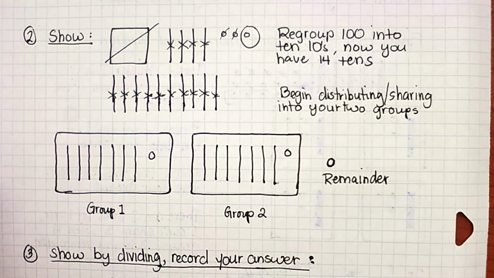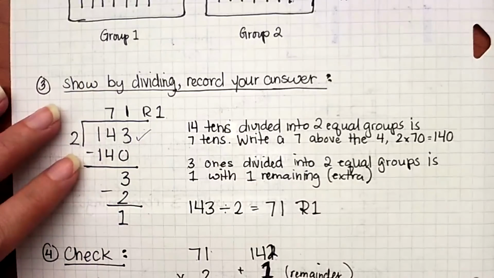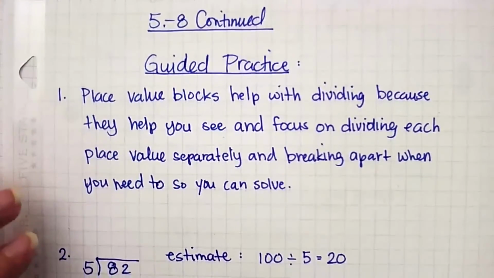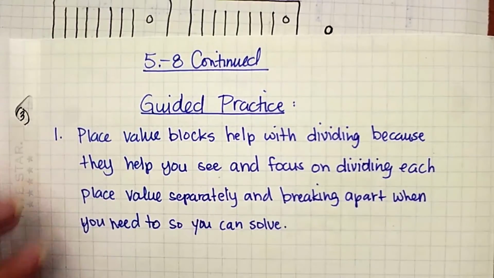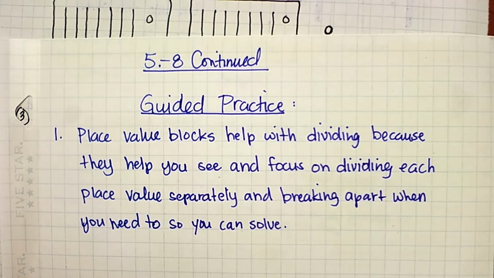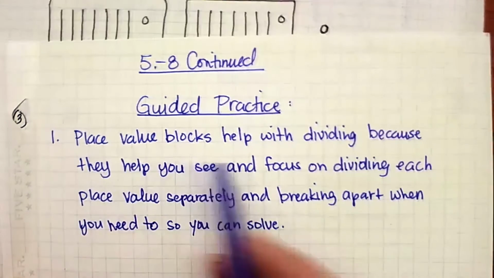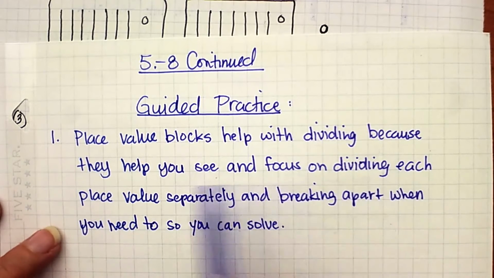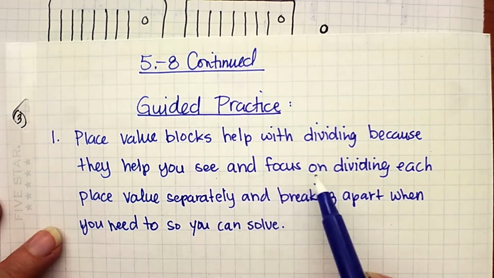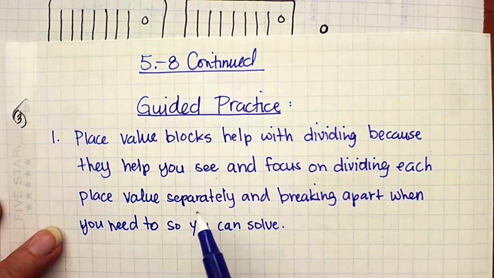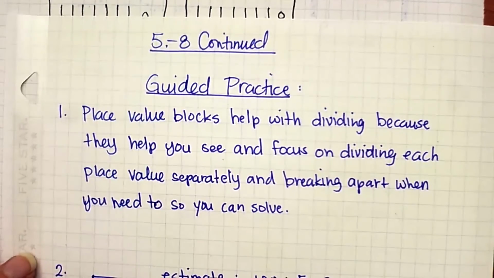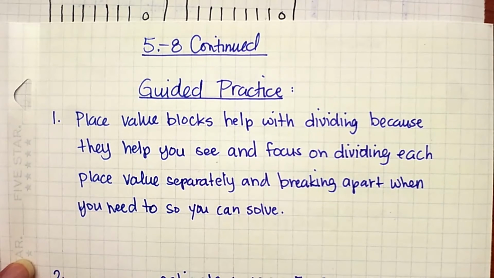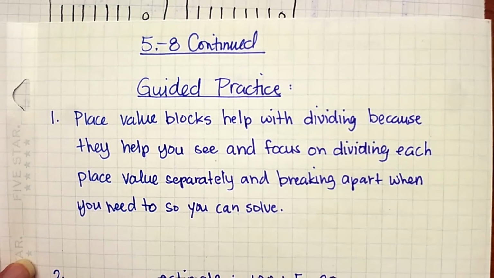Okay, so let's go ahead and take a look at our guided practice for this section. For our guided practice for 5-8, question number 1 says, how can you use place value blocks to help you with dividing? So place value blocks help you with dividing because they help you to see which place values you're working with and focus on dividing each place value separately. It gives you the opportunity to see when you're breaking a number apart into groups of tens or into ones. That way you're able to solve correctly.